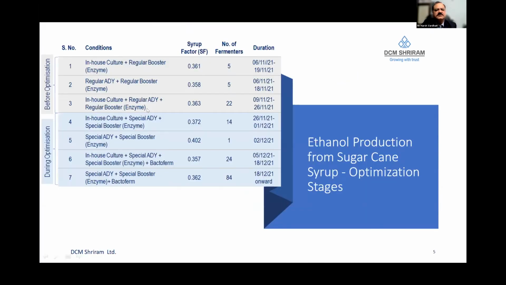For the study purpose, we divided this process into two steps. Initially, from 6th November to 26th November, we utilized the in-house culture and yeast, the same chemicals we were using with B heavy or C heavy molasses. The results were very erratic. Then we took the help of the supplier, Catalyst. They supplied some special dried yeast, enzyme boosters and some mill sanitizers. With their help, we got improvement. In the subsequent slides, we will discuss that.